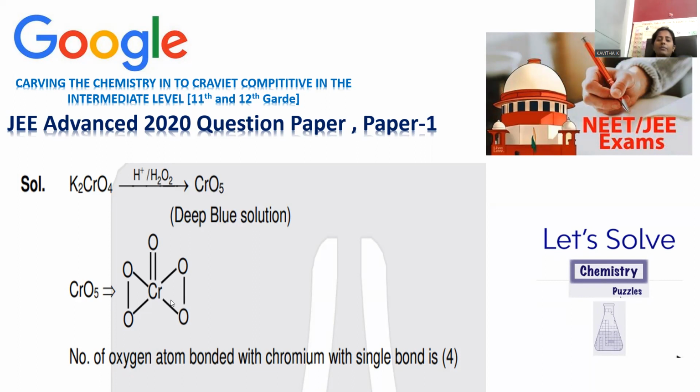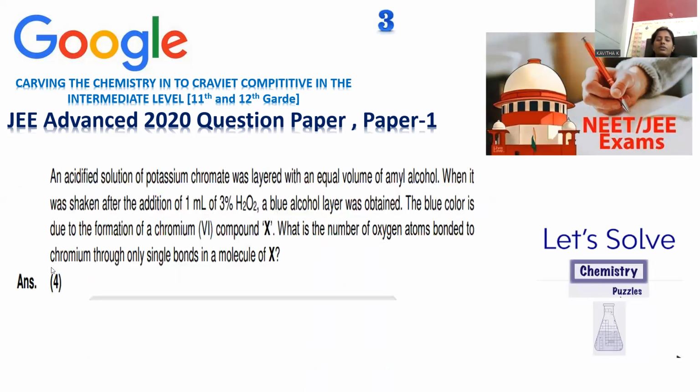CrO5 can be represented with chromium with a doubly bonded oxygen and a singly bonded oxygen, with 2 peroxy linkages. They're asking for the singly bonded oxygens with the central chromium. How many are there? One, second, third, and fourth. Four oxygens are singly bonded with the chromium, so the answer is 4.